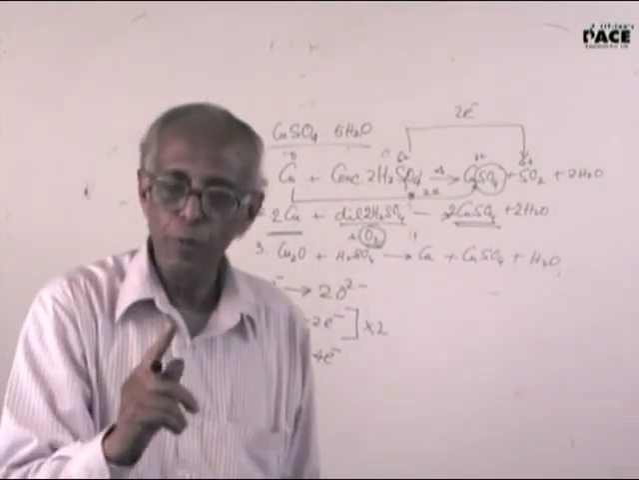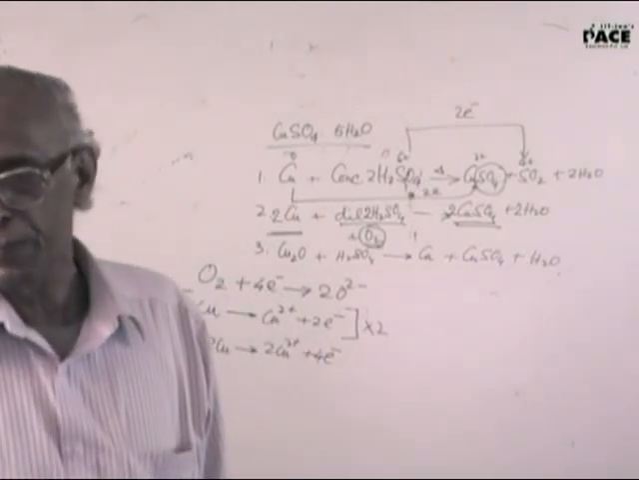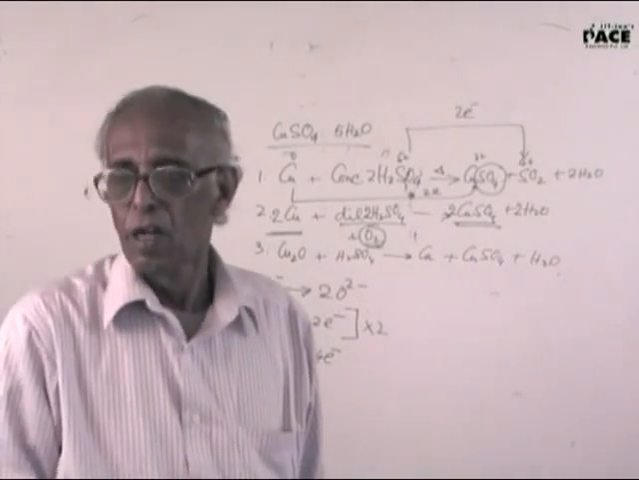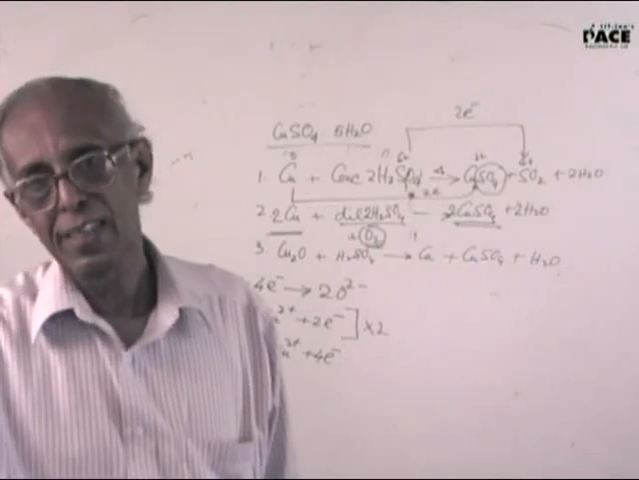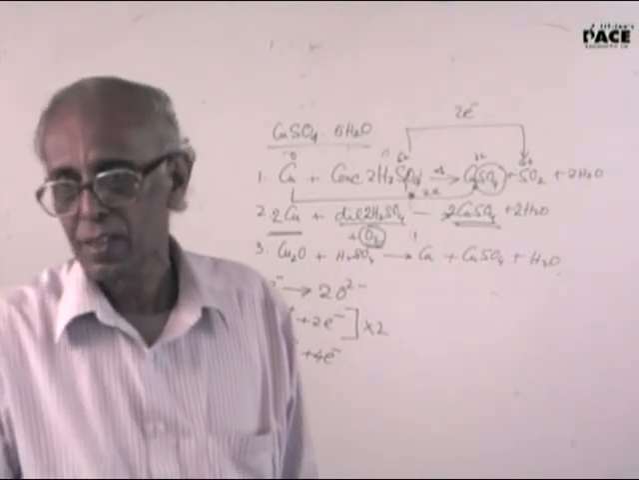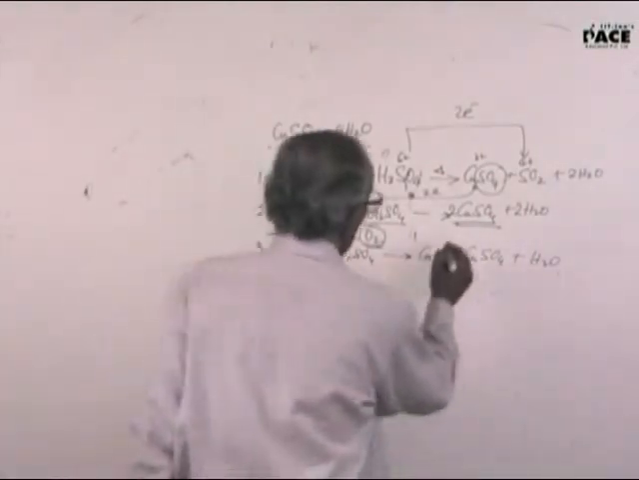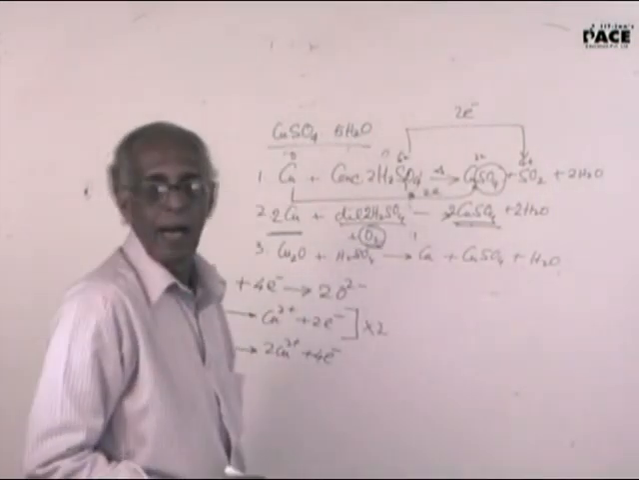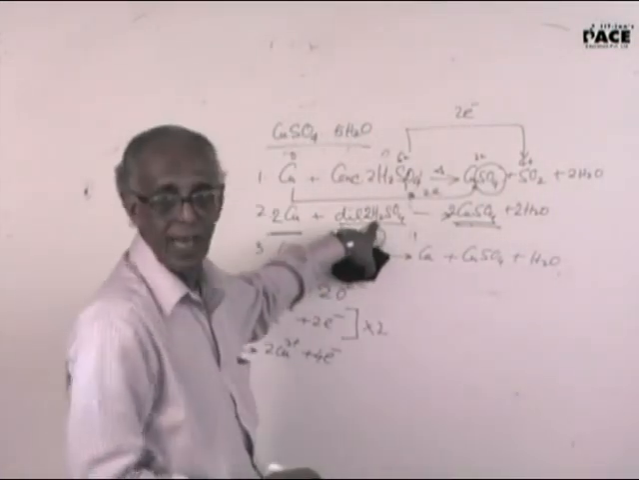For 1 mole of copper 2 plus, 1 mole of sulfuric acid is required. For 2 moles of copper 2 plus, I require 2 moles of sulfuric acid. So it forms 2 copper sulfate and 4 hydrogen ions.